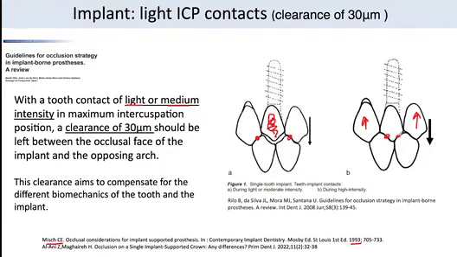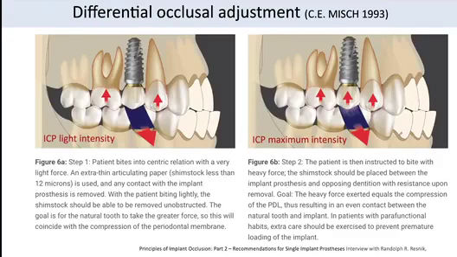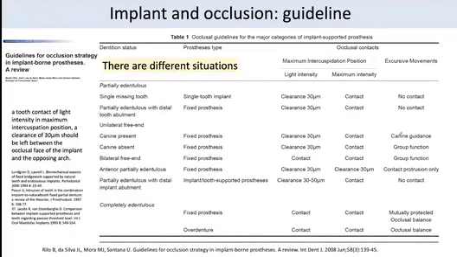So this clearance of 30 microns aims to compensate for the different biomechanics of the tooth and the implant. This rule is a general principle which is presented now in all parts of the world, and you can see it in many books, presentations and lectures. Okay, but there are different situations.